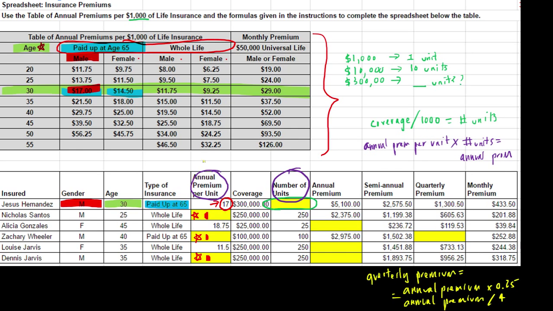So again, to find annual premium per unit, be sure to use the table. Remember that you need to use all 3 pieces of information here in order to find the number on the table. To find number of units, take coverage and divide by 1,000. To find annual premium, take annual premium per unit and multiply by the number of units. And to find quarterly premium, take the annual premium and divide by 4, or take the annual premium and multiply by 0.25.